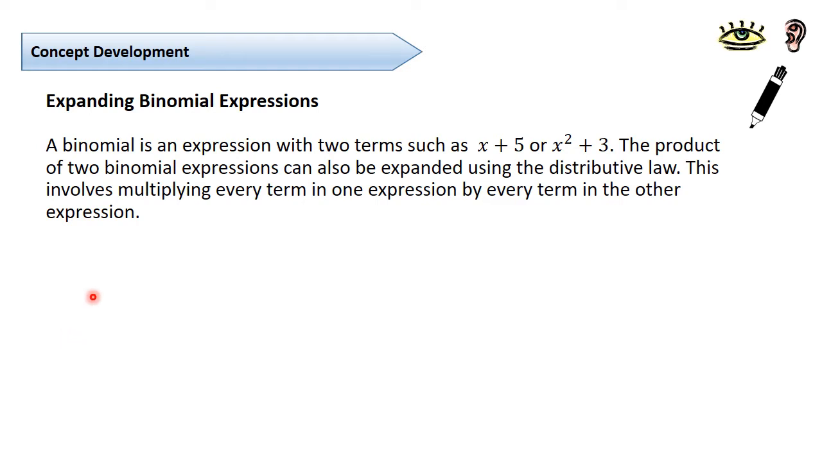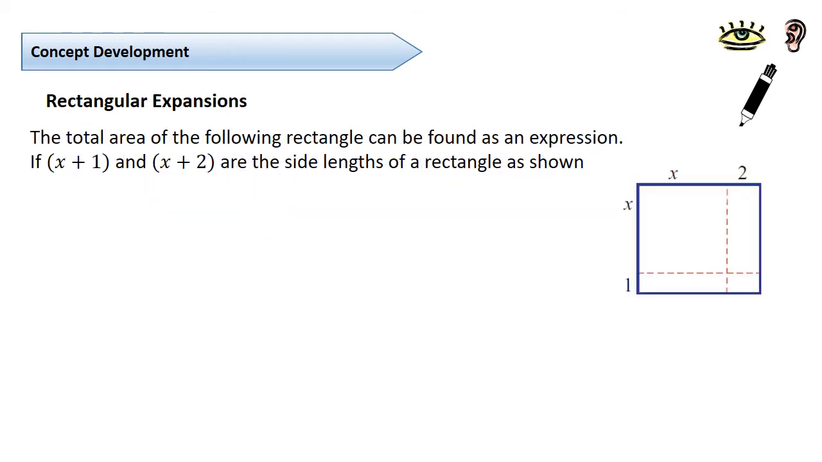We have a PowerPoint here on expanding binomial expressions. So first things first, what is a binomial? A binomial is an expression with two terms such as x plus 5 or x squared plus 3. So the product of two binomial expressions can also be expanded using the distributive law. We saw the distributive law in action a couple of PowerPoints ago when we first looked at expanding. So this involves multiplying every term in one expression by every term in the other expression.